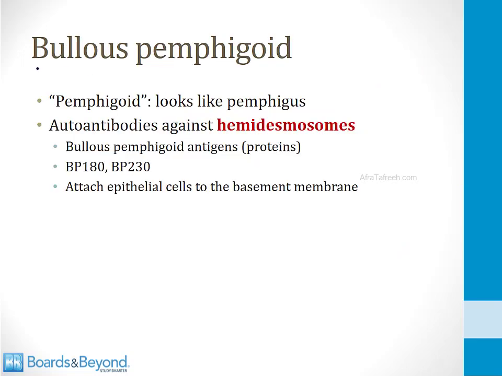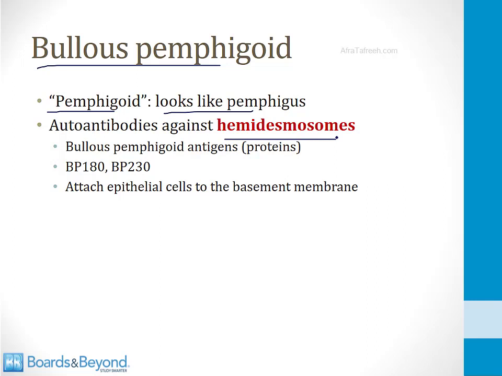Next, let's talk about bullous pemphigoid. So this disorder gets its name pemphigoid because it looks like pemphigus. And this disorder is also an autoimmune or hypersensitivity disorder, but in this case, autoantibodies are directed against hemidesmosomes.